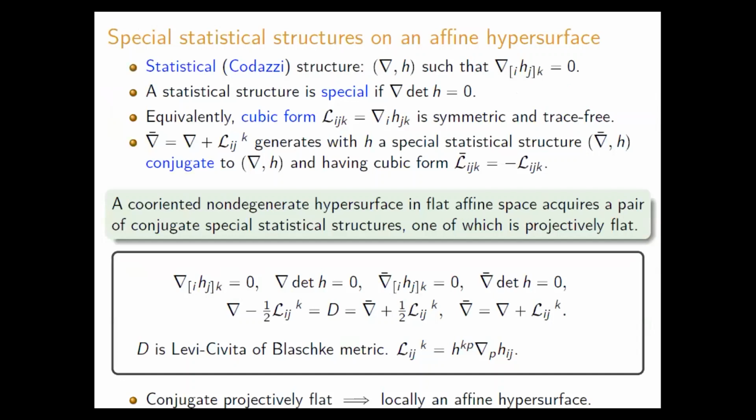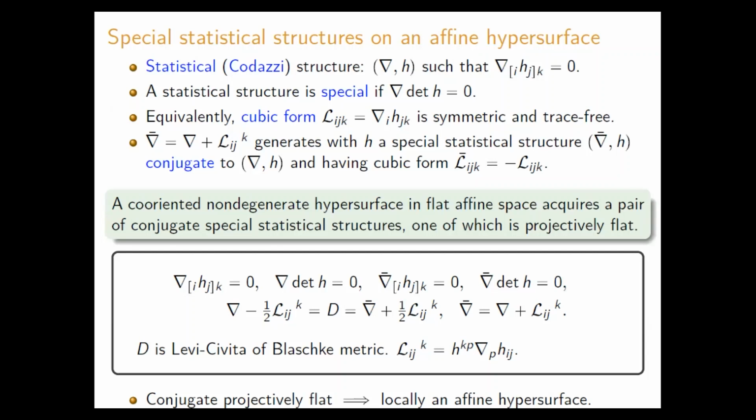So that's what's summarized here. There's a little bit extra information here, but in the case of a non-degenerate hypersurface in flat affine space, I get a pair of special statistical structures. H is the Blaschke metric. Nabla is the connection induced via the affine normal, and nabla bar is the aligned representative of the flat projective structure induced via the conormal Gauss map. And it's worth noticing that the Levi-Civita connection of the metric lies halfway in between these two. In other words, I have nabla and nabla bar, and halfway in between I have the Levi-Civita connection.